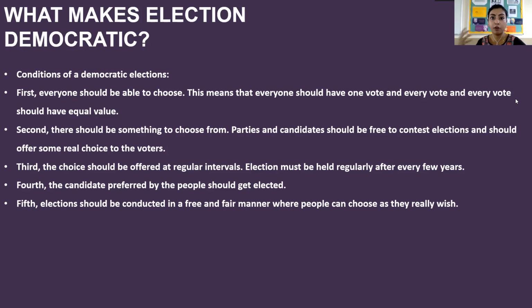And the value of every vote is equal. It's not like somebody from the rich category, their value is more, or somebody from the poor category, their value is less. It's not like that. Every vote is counted equally, and one vote has equal value.